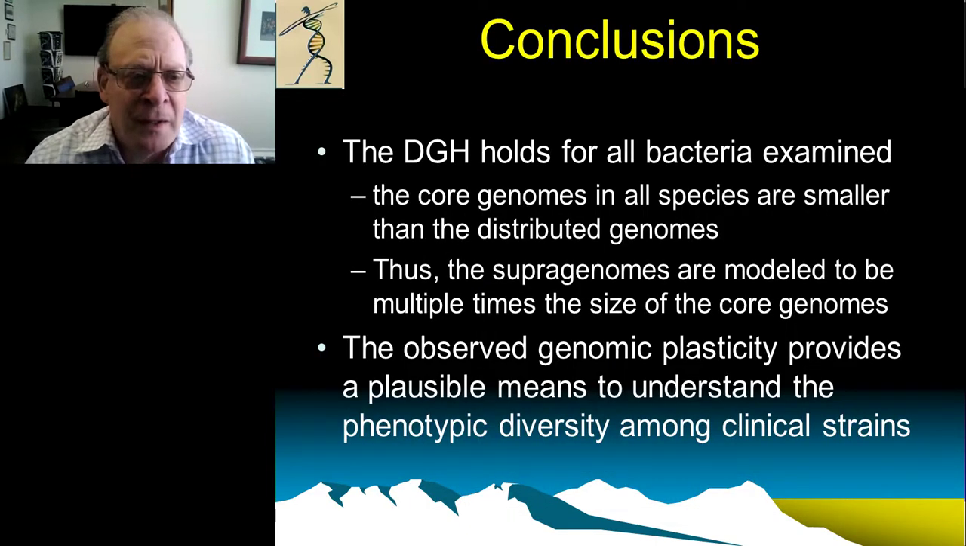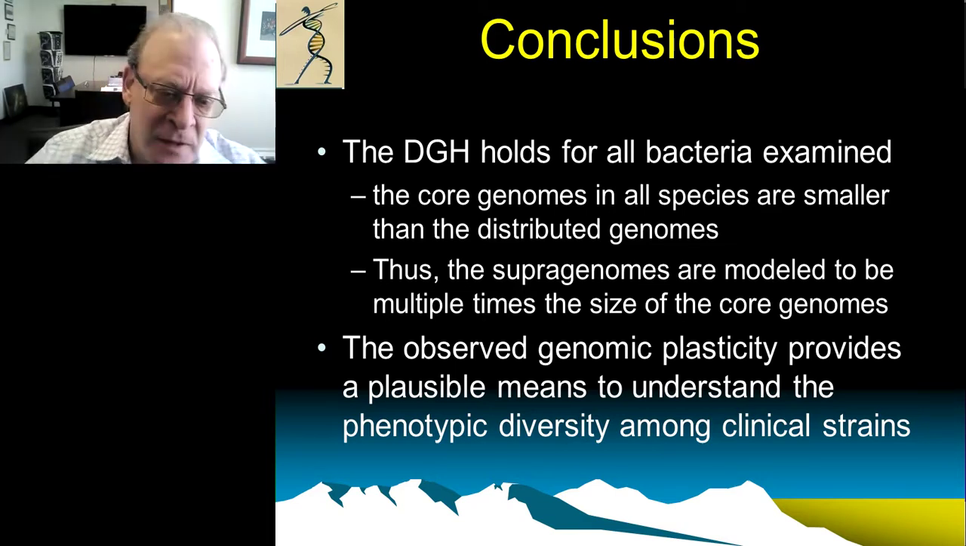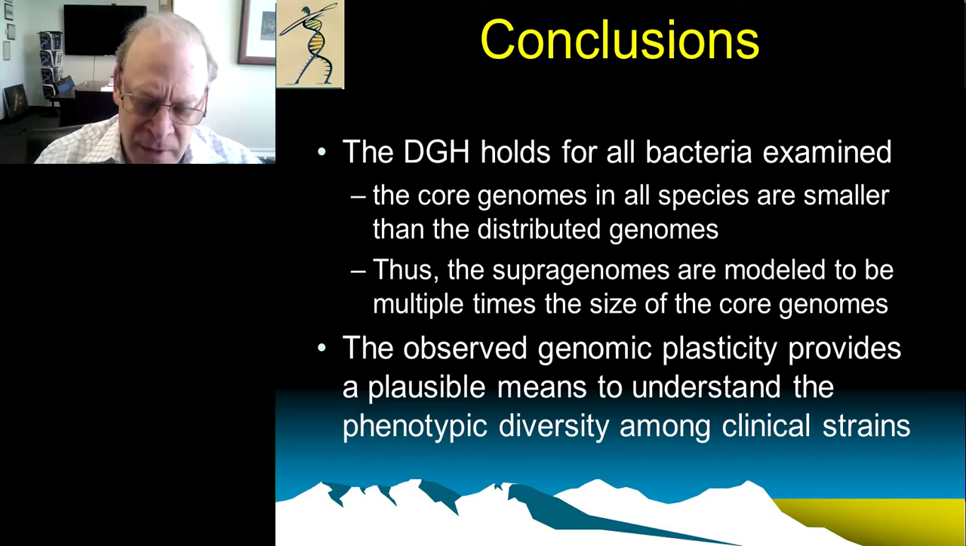So we conclude finally that the distributed genome hypothesis holds for all bacteria examined. The core genomes in all species are smaller than the distributed genomes, with one exception, and that's tuberculosis. Thus, the supergenomes are modeled to be multiple times the size of the core genomes, and the observed genomic plasticity provides a plausible means to understand the phenotypic diversity among clinical strains of that species.